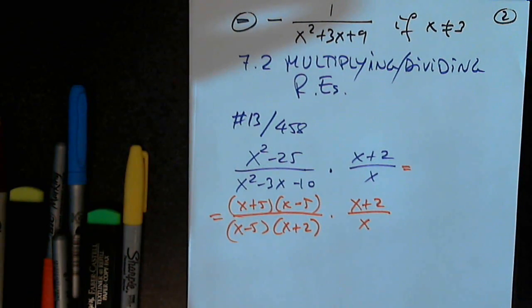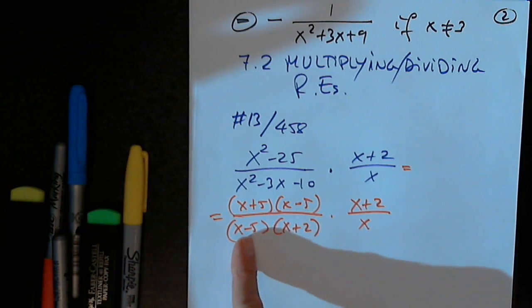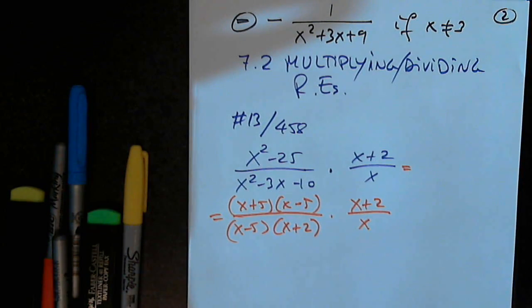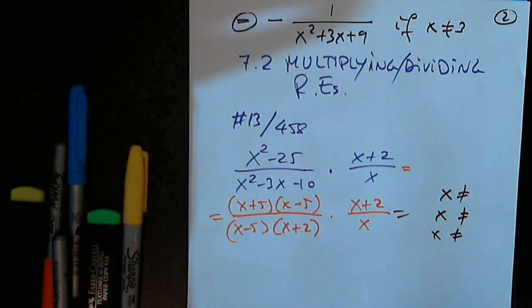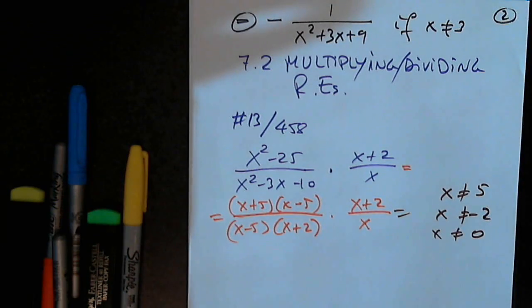How many restrictions would you give? Because you cannot simplify, we're not allowed to simplify before we state restrictions. I can't touch anything. Three restrictions: one coming from here, one coming from here, and one coming from here. So I'm going to list them, and you give them to me. 5, yes? 2, very good. Now I'm ready to simplify.